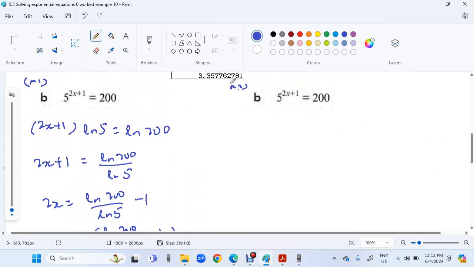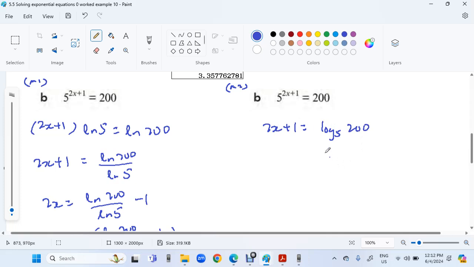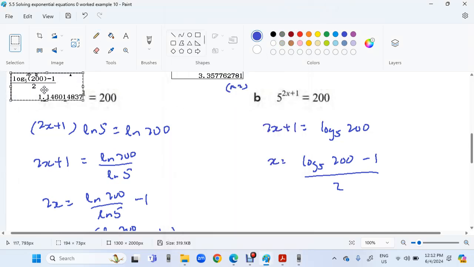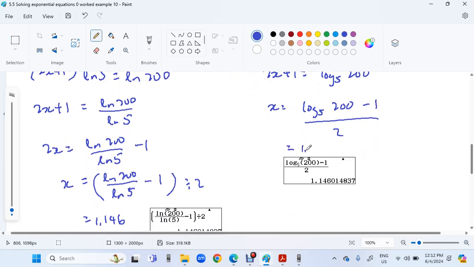Method number 2: 2x plus 1 is actually log base 5 of 200. So x will be log base 5 of 200, minus 1, and divide by 2. So we will get the same answer, and this is faster. So this is 1.146.